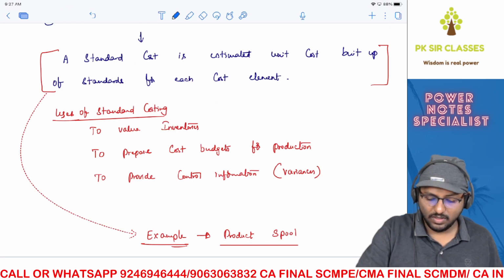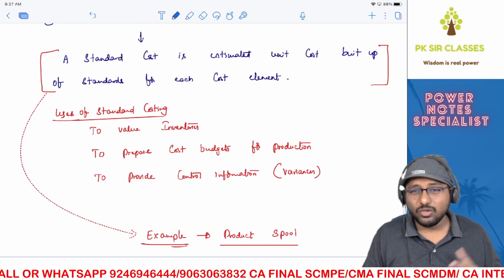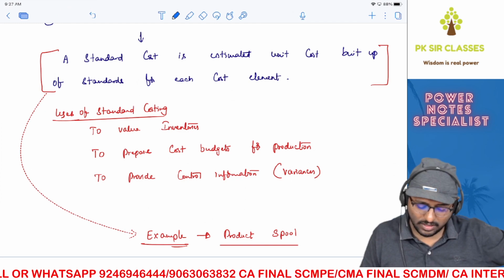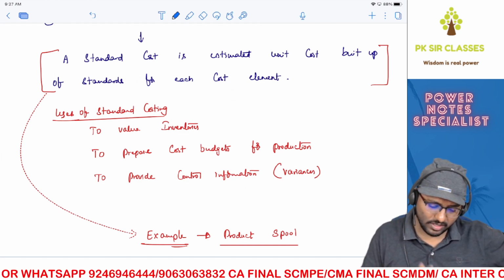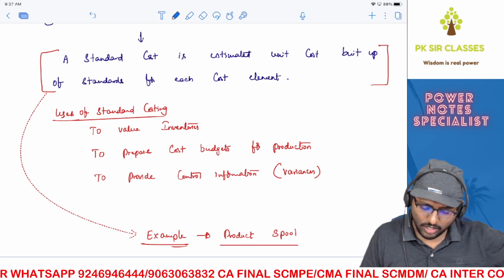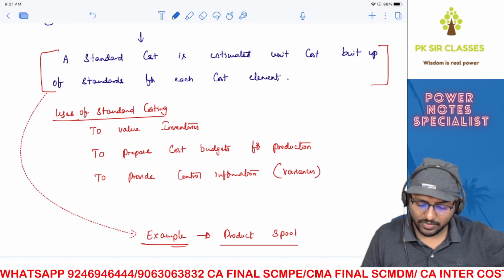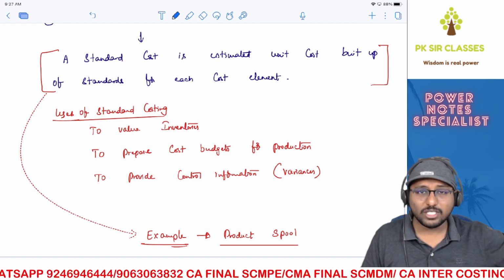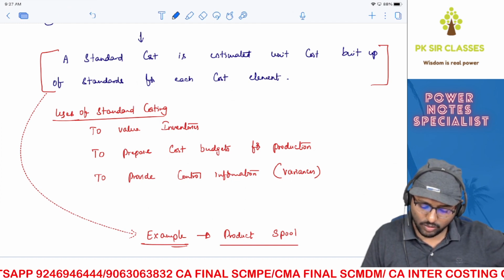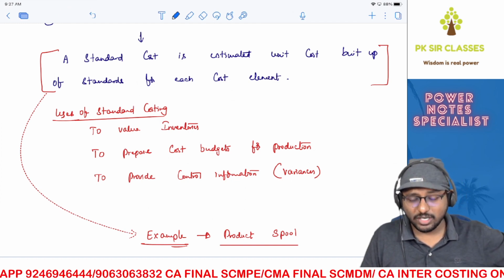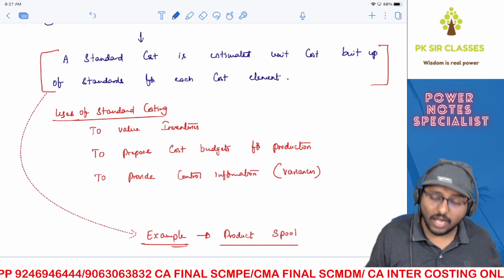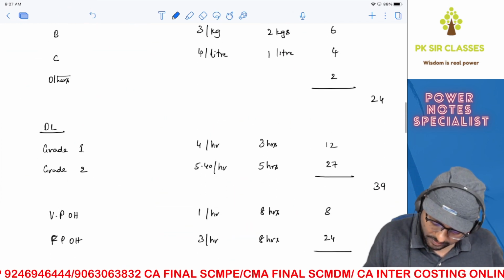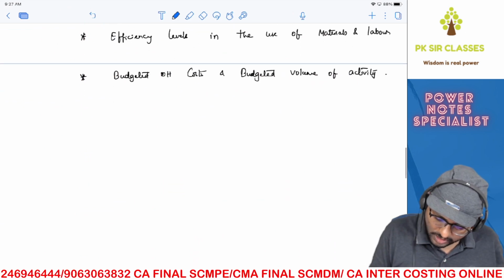Now you guys can ask me, sir, are only these three the uses, which means it will help us to value inventories, to prepare the cost budgets for production? Once you know the standard cost per unit, then it becomes relatively easy for you to estimate your budgeted production cost and to provide control information. I mean, you are trying to actually control the cost. Apart from that, are there any other uses as well? Yes, it has other uses as well.